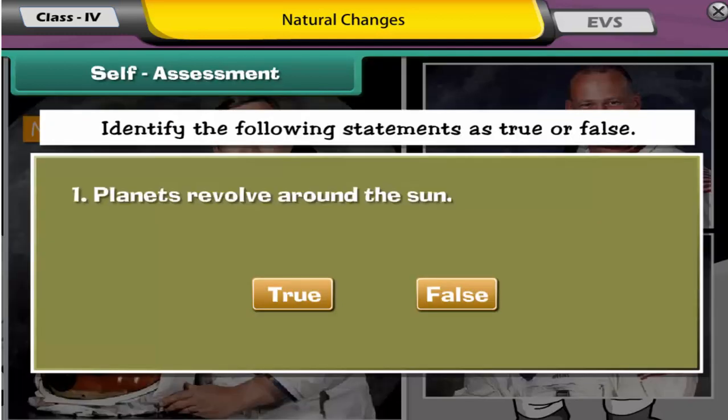Identify the following statements as true or false.